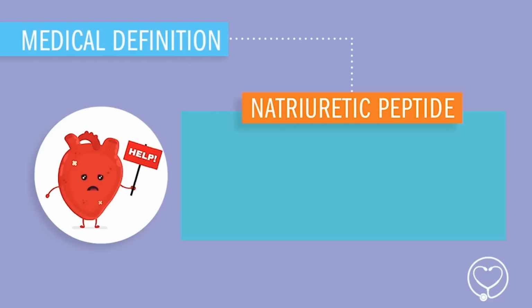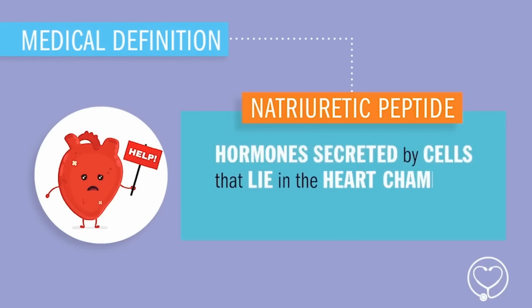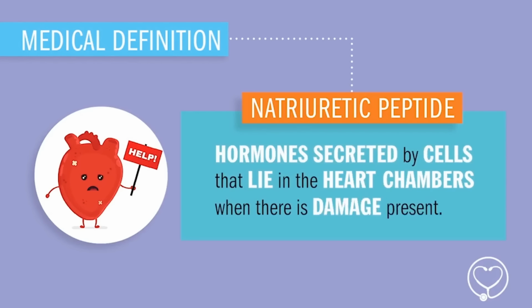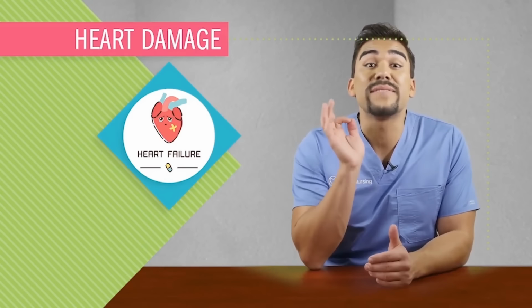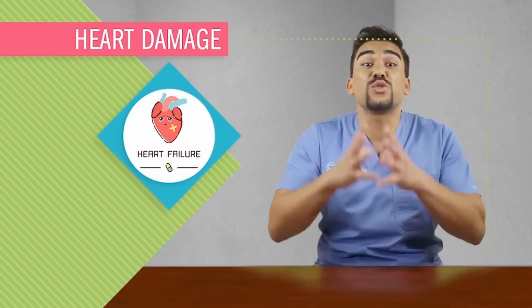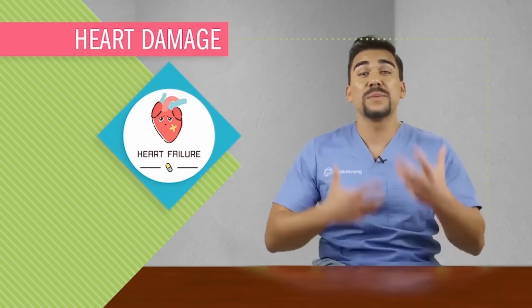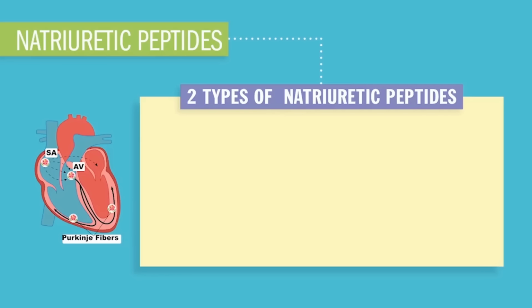Now, what the heck are natriuretic peptides? Well, the medical definition: they are hormones secreted by cells that lie in the heart chambers when there is damage present. They're simply a good way to determine if the chambers in your heart are being stretched out too much from a buildup of blood pressure in the heart. Now, we have 2 types of natriuretic peptides.